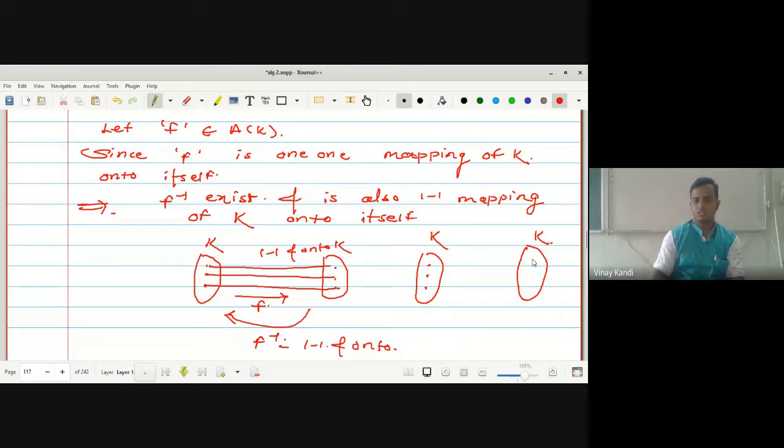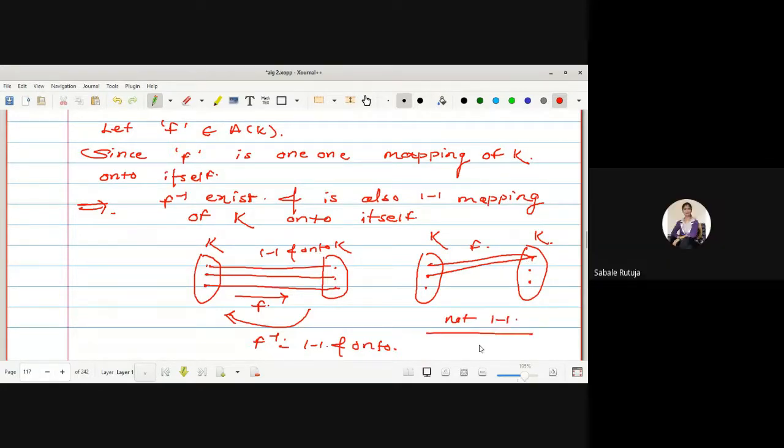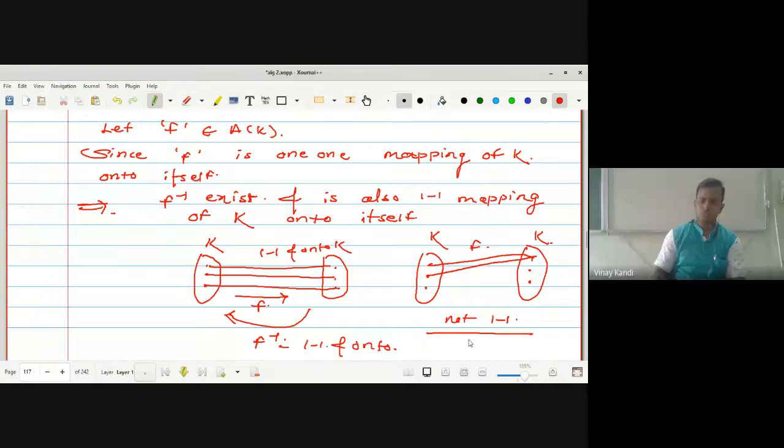But suppose this is our K and this is also codomain K. 1, 2, 3. 1, 2, 3. Now suppose this element maps to this one and this element maps also to this one. This is a function. For every element of the domain, there is a unique image in the codomain. याला पण unique image आहे आणि याला पण unique image. But this is not 1, 1. Onto, but not 1, 1.